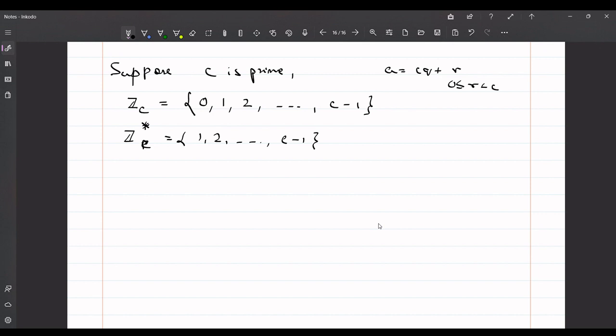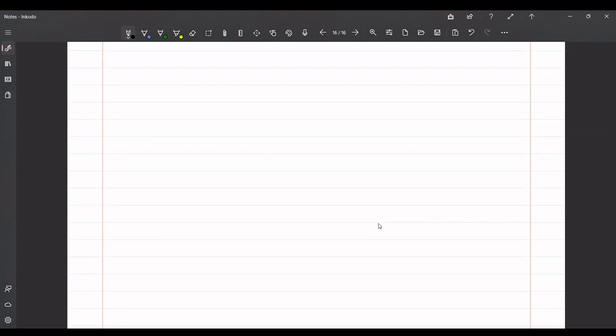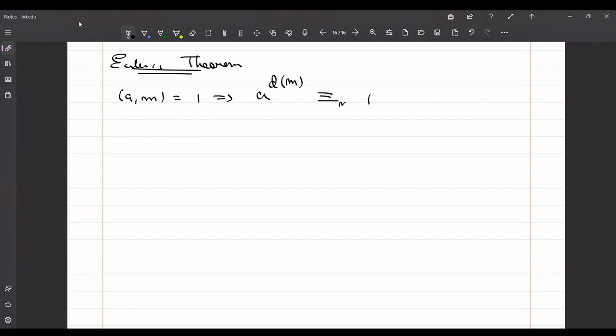Now we are going to prove Euler's theorem first, and we are going to declare Fermat's little theorem as a direct corollary of Euler's theorem. Euler's theorem is pretty simple. What does Euler's theorem say? Let me just recall. Provided GCD of A and M is 1, then A to the power φ(M) is congruent to 1 modulo M. Right?